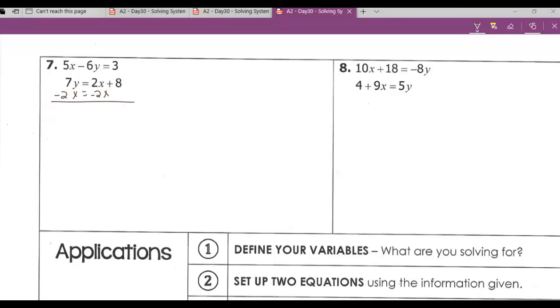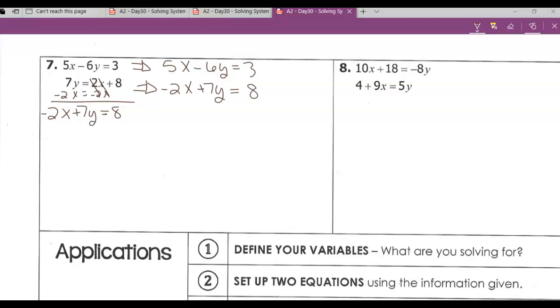And then I get a negative 2x because I want x's first, with that 7y above it equal to 8. So now I'll rewrite my problem. The top equation hasn't changed yet: 5x minus 6y equals 3. On the bottom, I just rewrote it as negative 2x plus 7y equals 8, because in our instructions it says your x's and y's all have to be lined up.